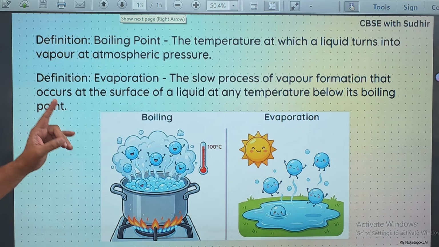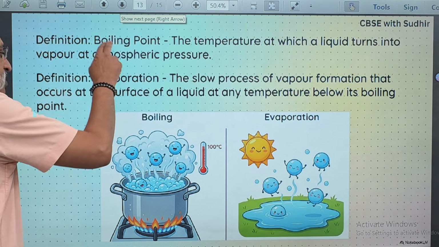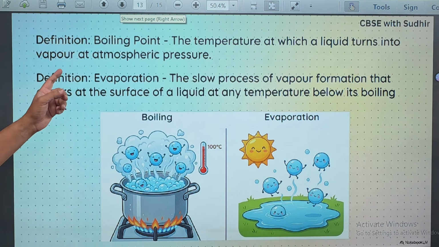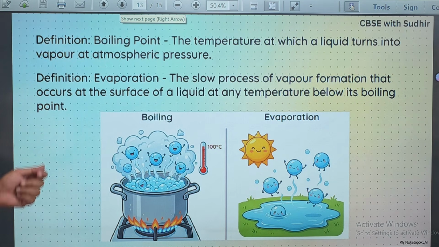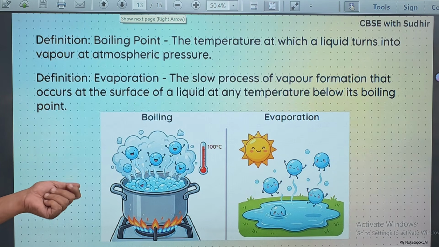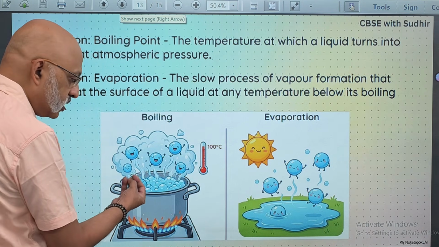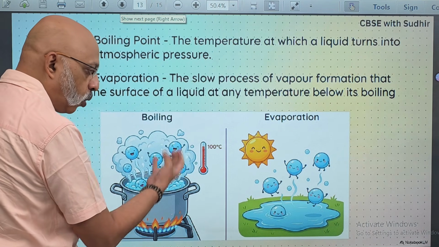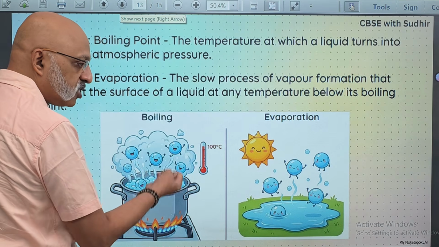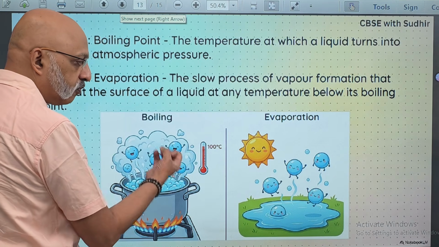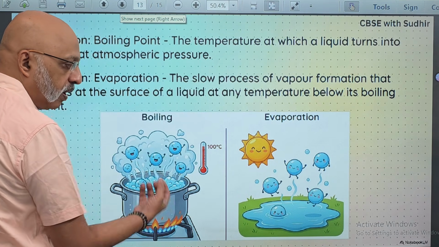The temperature at which a liquid turns into vapor at atmospheric pressure is known as the boiling point. So, understand the concept of evaporation, the slow process of vapor formation that occurs at the surface of a liquid at any temperature below its boiling point. When you are boiling, let's say, water, you will see a lot of vapor going up, because it is just about to reach boiling point and a lot of it is going off as water vapor.